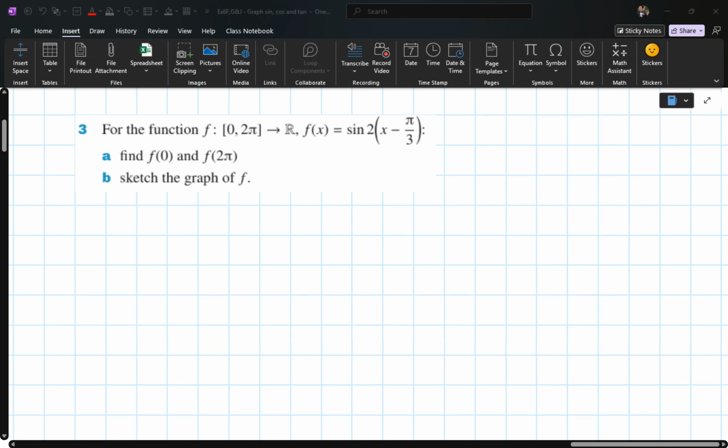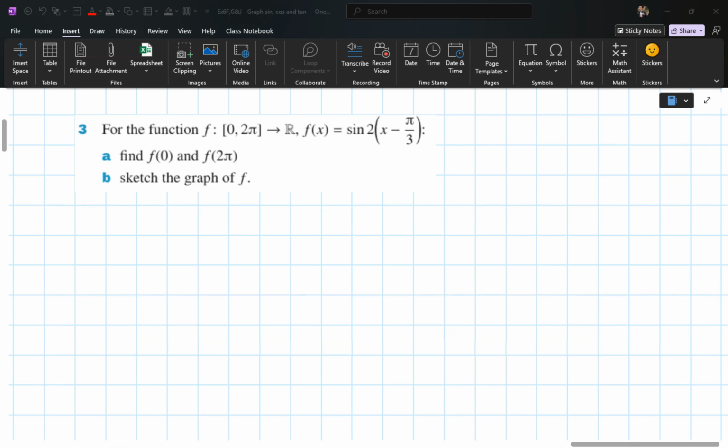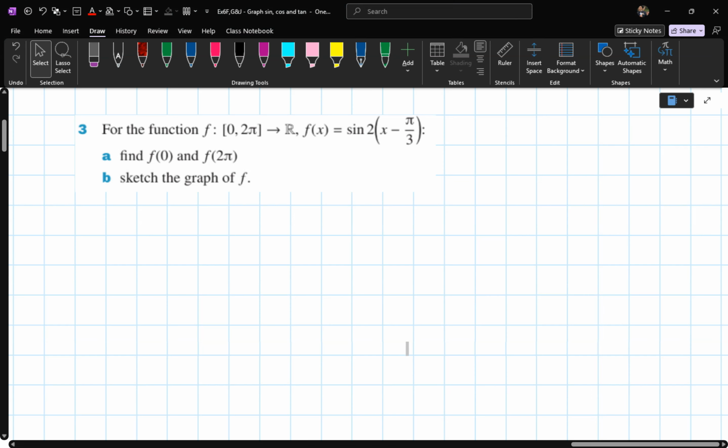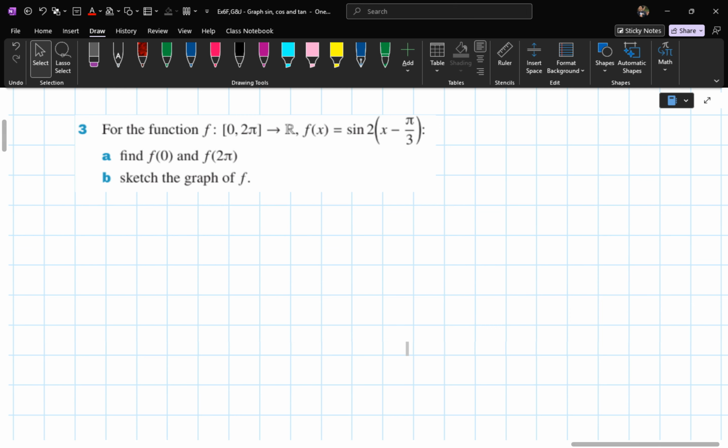Hey there, Year 12s. There's a question for exercise 6F, question 3b. We're wanting to sketch a sine function here with a couple of transformations that we can see. Let's read the transformation to start off with.